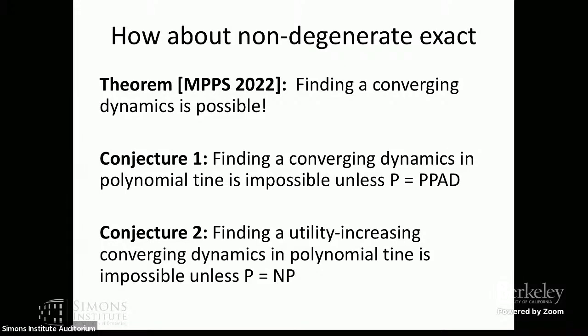I don't know how many hardcore complexity theorists are in this audience, but nobody has proved a theorem like this, that creating a mathematical object, a dynamical system, that has some very global properties is intractable. In my opinion, it would require some new methods.